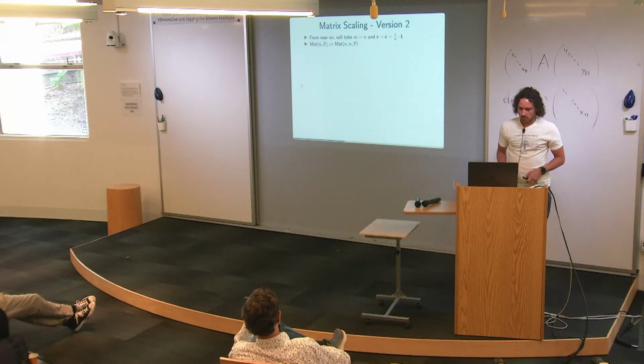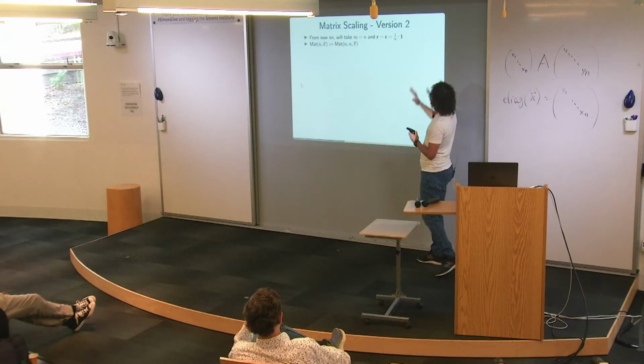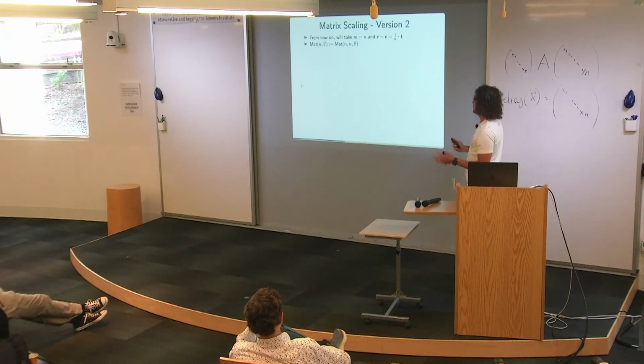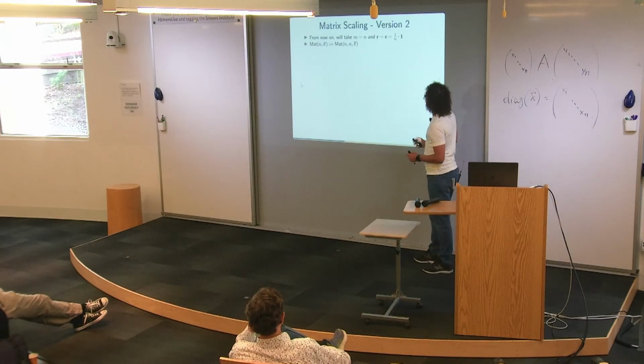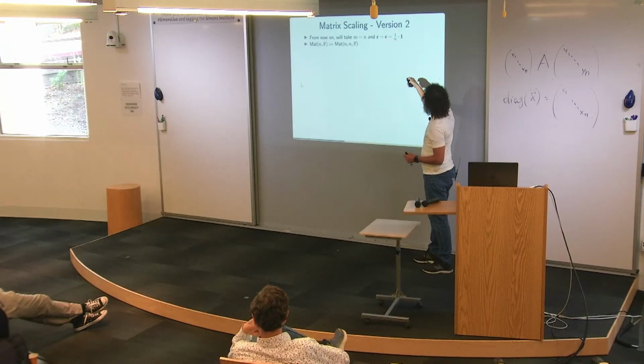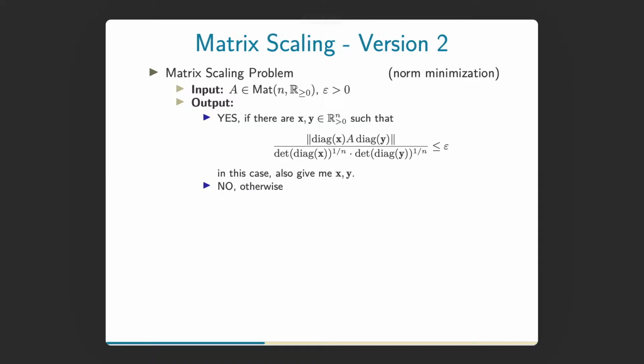Okay, so to do that, I want to look at the matrix scaling from a different perspective. So now I'm going to have a different version, and then we're going to talk about why they're equivalent. Again, we're going to take m equals n, so just square matrices and just doubly stochastic. So here's another problem that I'm also calling matrix scaling, and you can question me why.